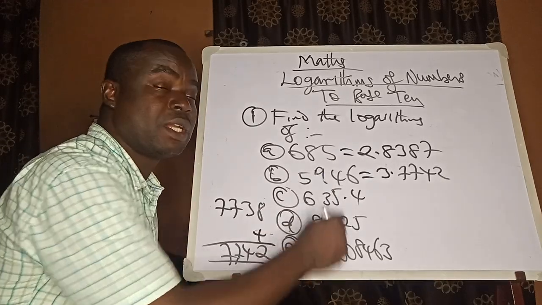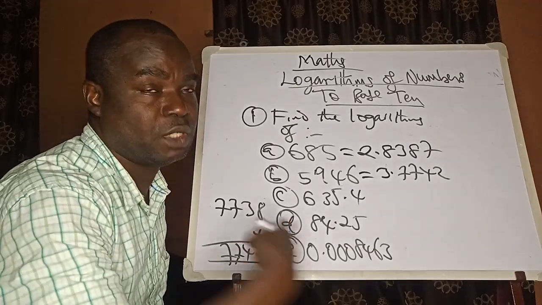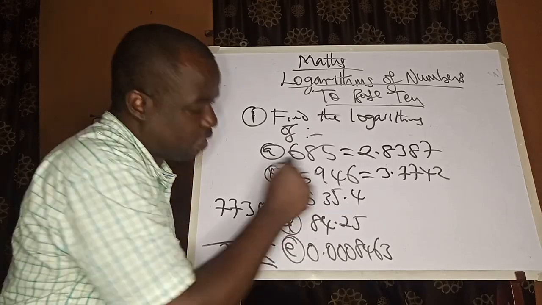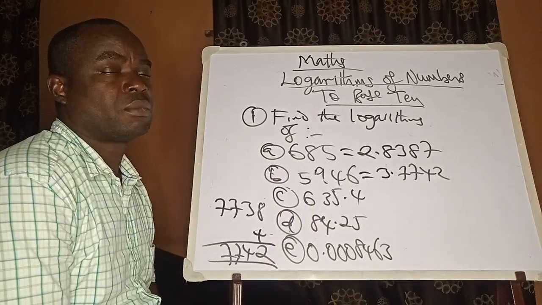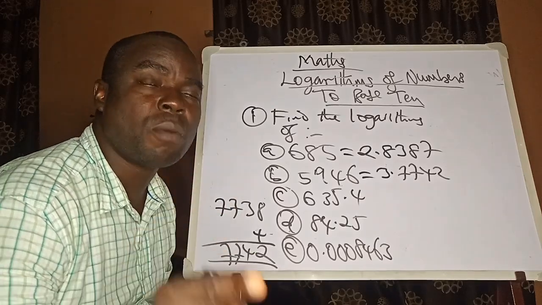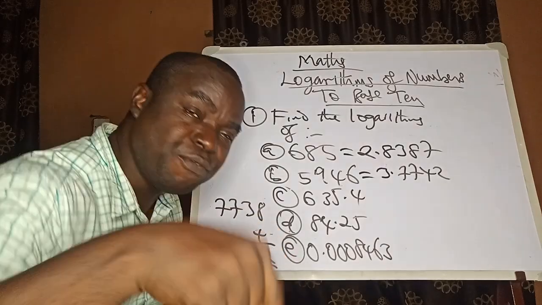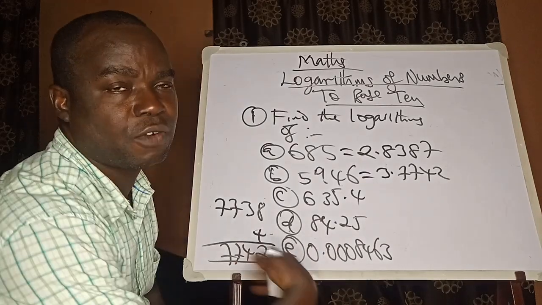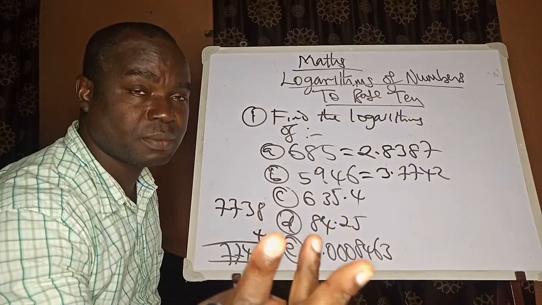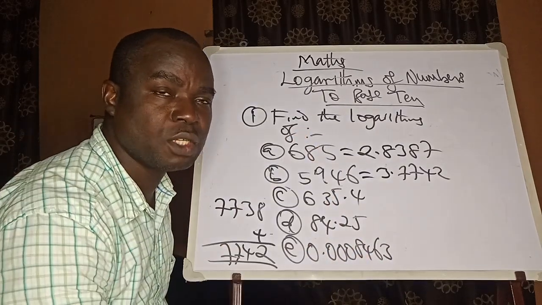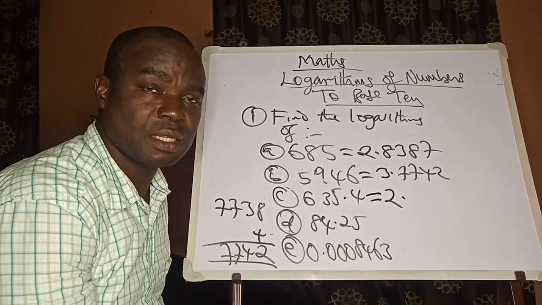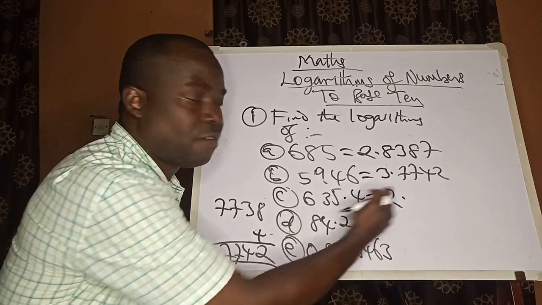Take note of what I said here. When there's no decimal point, you count the number of digits and then subtract 1. Now, this one has a decimal point. What do we do? If there's a decimal point there, you count the number of digits before the point, that is on the left hand side of the point. So let us count. 1, 2, 3. 3 numbers. 3 minus 1 is what? 2. So it will be 2 points. You see that?